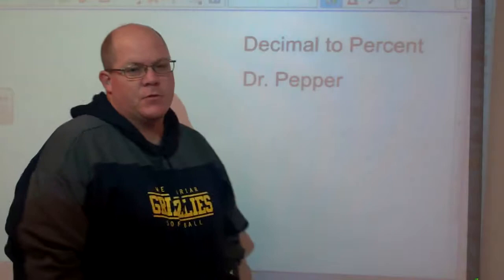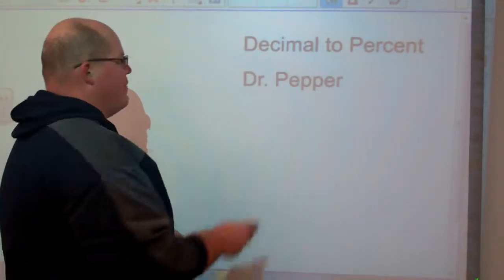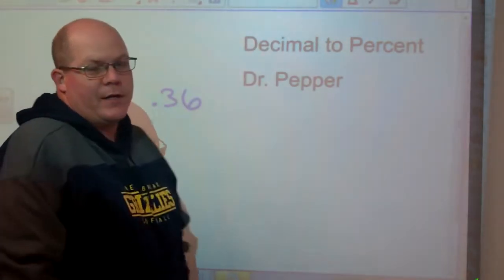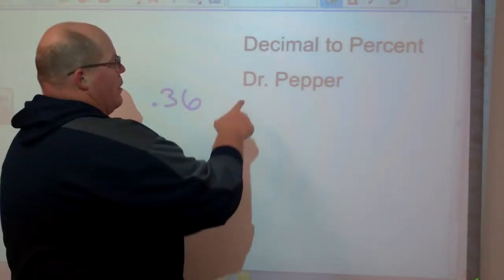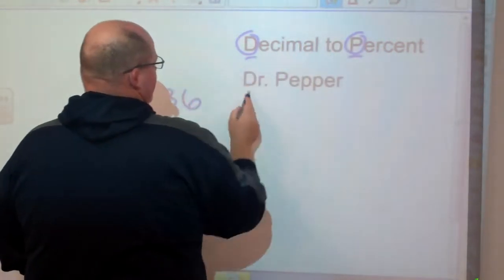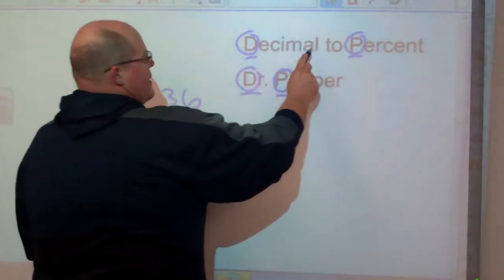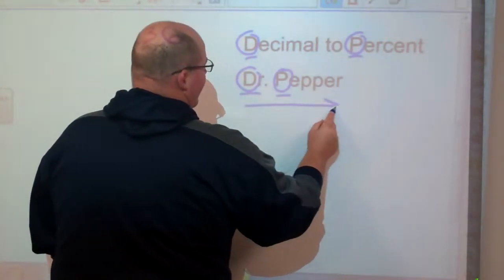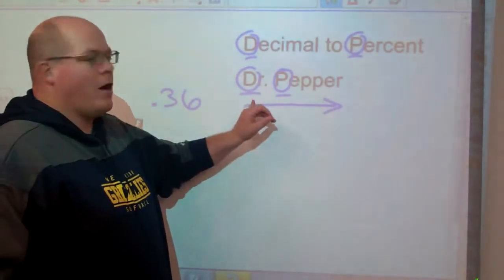Next, decimals to percent using the Dr. Pepper method. So pretty easy. If I have a decimal, let's say 0.36, we need to convert that from a decimal to a percent. That's what you've been asked to do. So Dr. Pepper, D in decimal, P in percent, D in doctor, P in pepper. So I'm going from a decimal to a percent. I'm going from the doctor to the pepper. I'm going that way. So I'm moving from the left to the right, doctor to pepper.